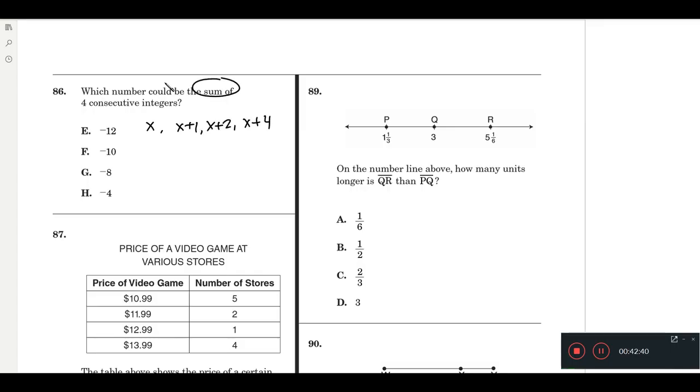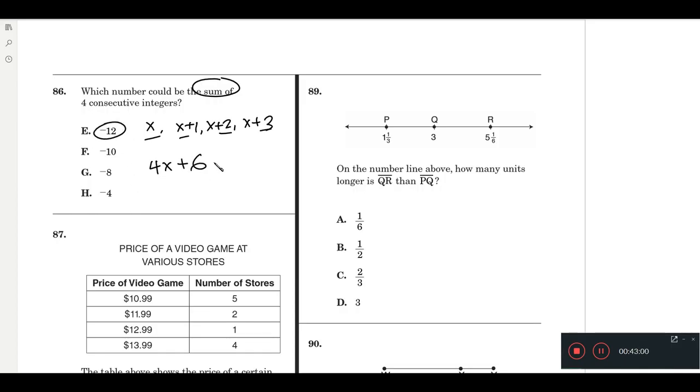But they didn't give the sum this time. They said 4 consecutive, so it's x, x plus 1, x plus 2, and x plus 3, not 4. Good. So you add them. There are how many x's? 4x plus 6. Now, which one can be the sum?